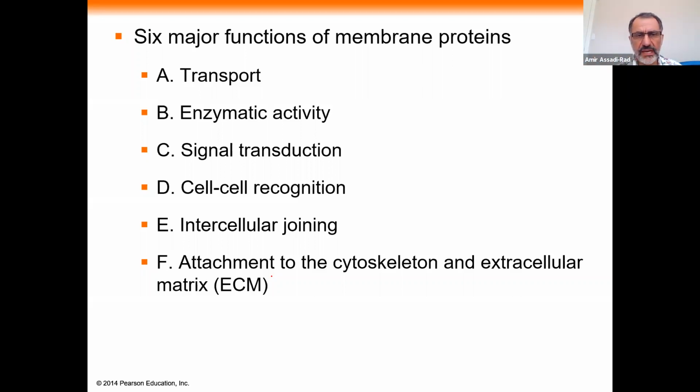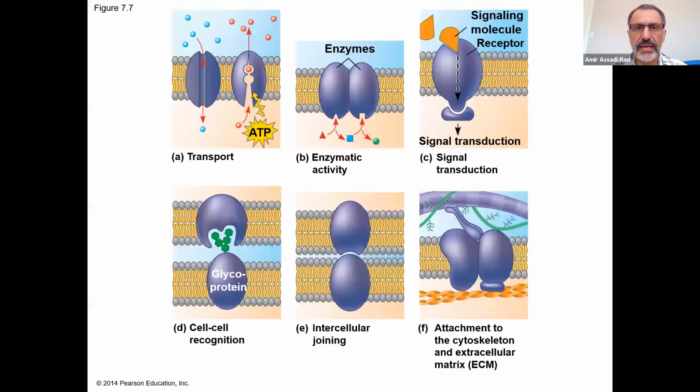Intercellular joining: yes, two cells can be joined together, and last exam, or last chapter, I talked about gap junctions and desmosomes. I gave you a whole long list. Okay, and then of course attachment to the cytoskeleton and extracellular matrix. I think that E and F kind of go hand in hand.